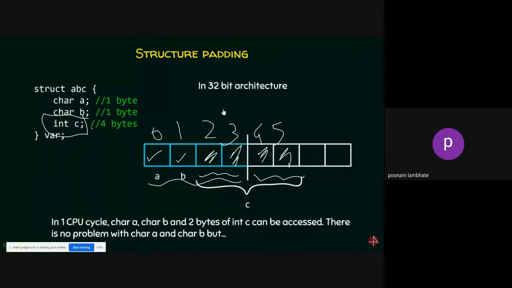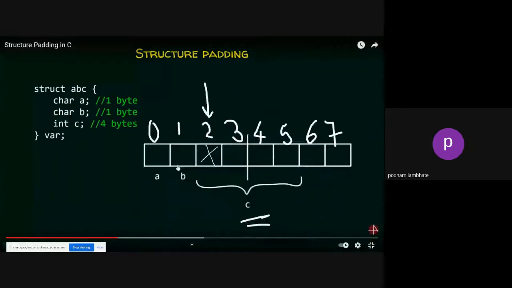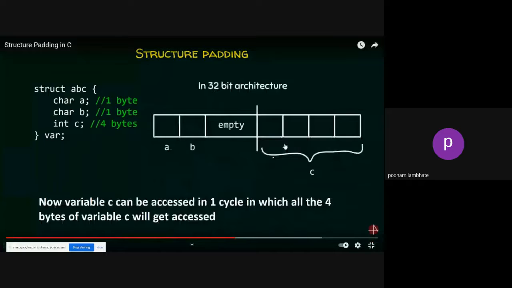You have to read the memory 2 times. But suppose you store the C variable after the multiple, that means at the multiple of 4. What will happen? In the first cycle, you will read the first 4 bytes, A and B are read. But in the next cycle, you will read the integer C.